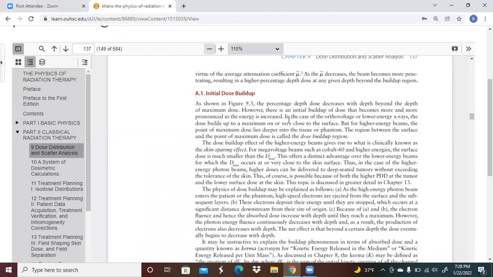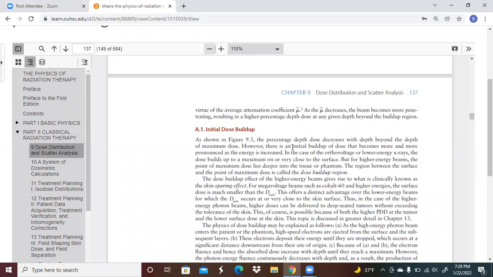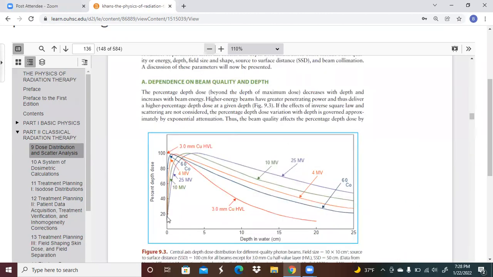Now, if you look at that particular figure, the PDD decreases with depth beyond the maximum dose. However, there's going to be an initial buildup of dose that becomes more and more pronounced as the energy is increased, and you can see that here. In other words, it's going to take time for those photons to get in and start interacting with those atoms and start to knock electrons loose.